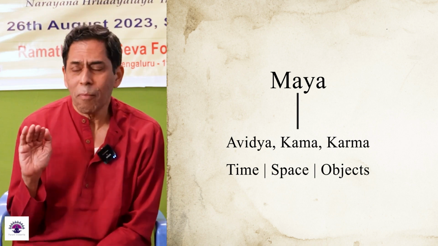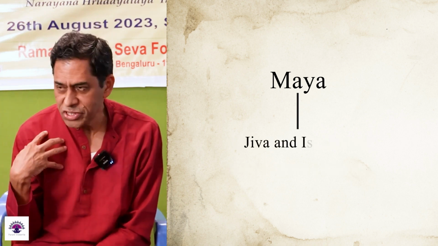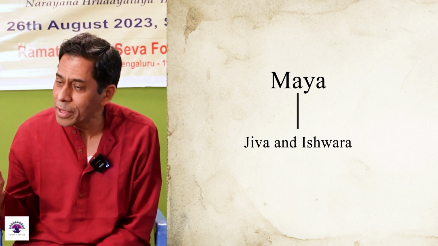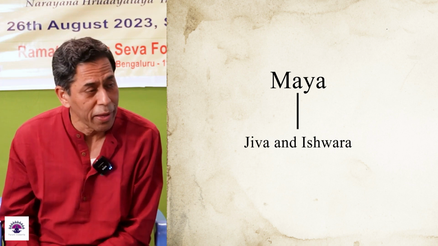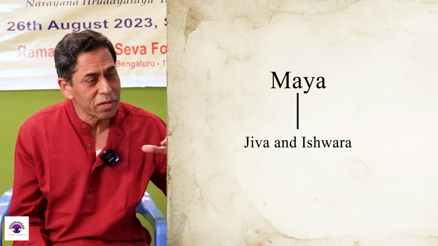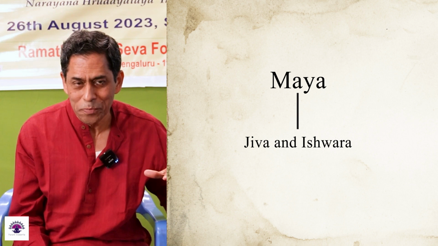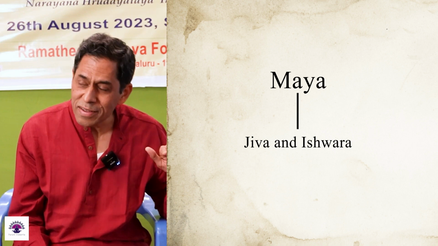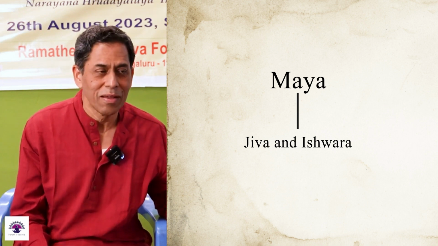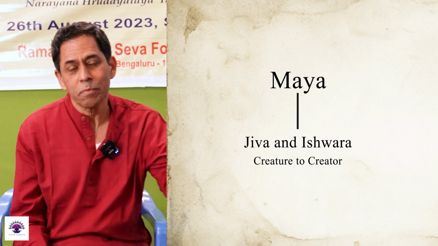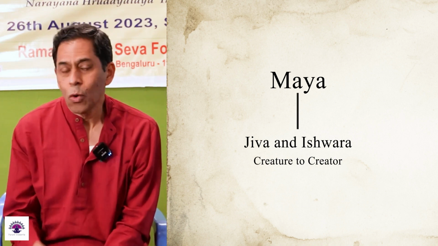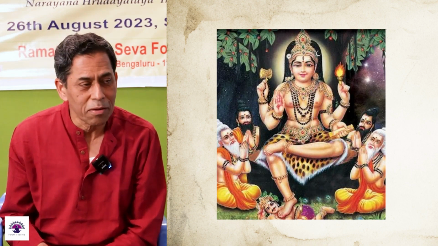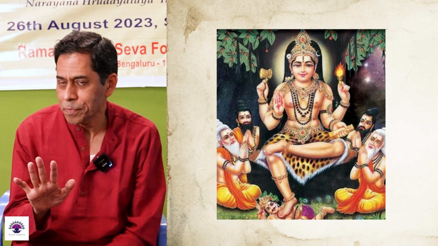Now, due to Maya, two things are there. One is called the Jiva and the other is called Ishvara. Both of us are products of Maya. Even Ishvara is a product of Maya. But what is the big difference between Ishvara and Jiva? One is a slave. One becomes a creature, the other becomes a creator. That is why Dakshinamurthy is always keeping avarana, forgetfulness, under check.